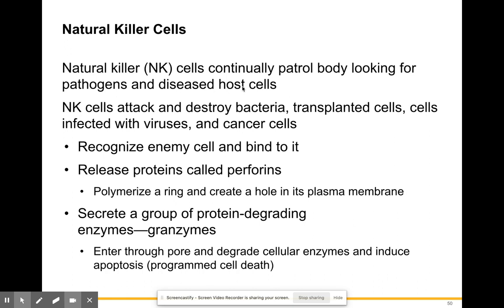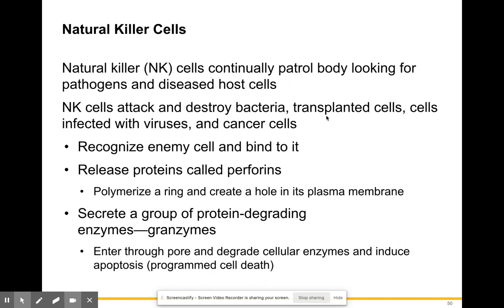and that's what we call a cell that's been infected. We call that a host, right? So when your liver cell got infected with that hepatitis, that liver cell is now a host. Okay, it's being used by the virus. Natural killer cells attack and destroy bacteria. They could also attack transplanted cells, right?